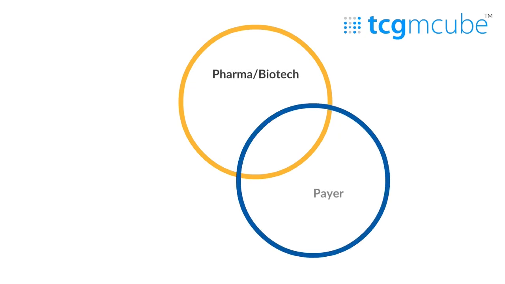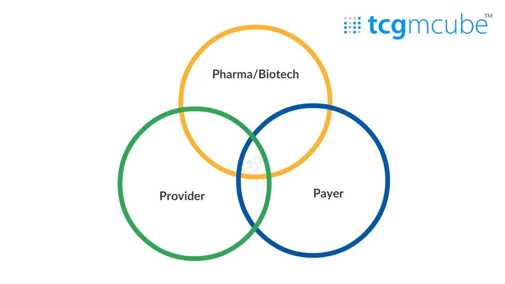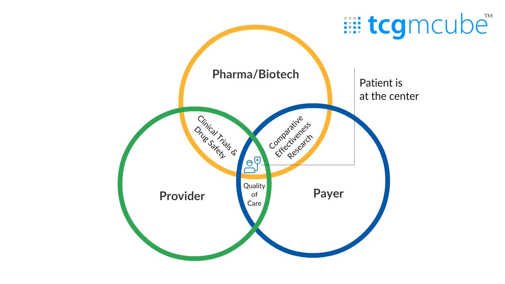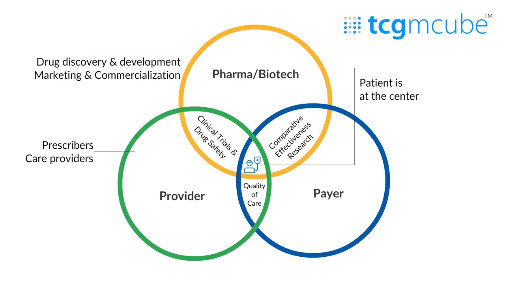The healthcare and life sciences ecosystem is highly complex, comprised of different stakeholders with different goals and objectives. Patient is at the center. The other stakeholders are providers who treat the patients and prescribe medication. The pharma or biotech stakeholder develops and sells those medications, and the payer, the health insurance companies, pay for it.